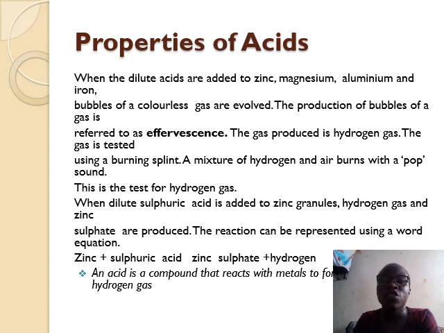A mixture of hydrogen and air burns with a pop sound. This is the test for hydrogen gas. When dilute sulfuric acid is added to zinc granules, hydrogen gas and zinc sulfate are produced. The reaction can be represented using a word equation. So in the word equation we have zinc plus sulfuric acid, which will give zinc sulfate plus hydrogen gas.